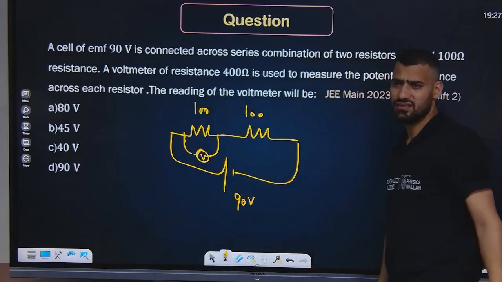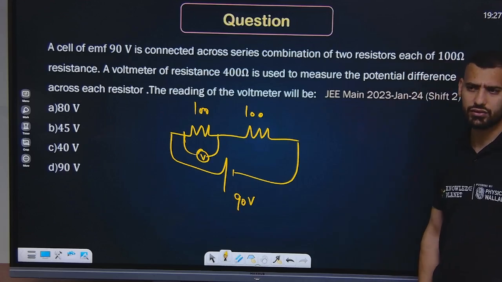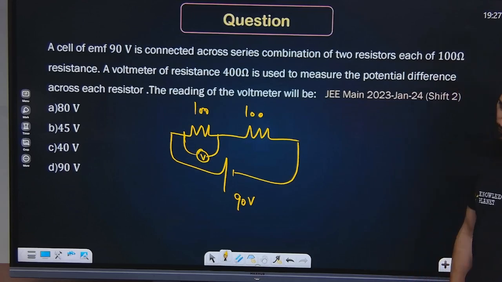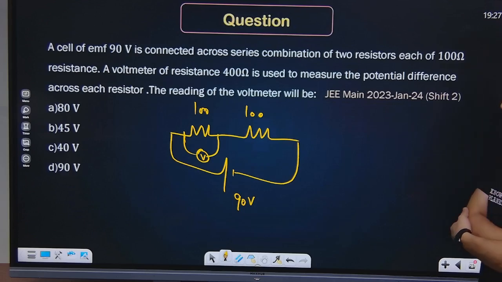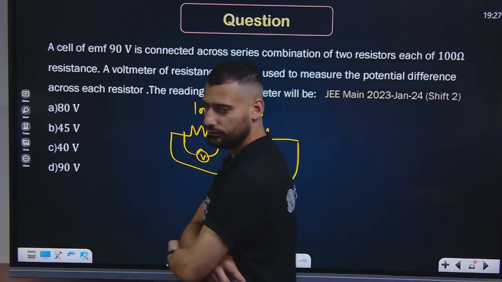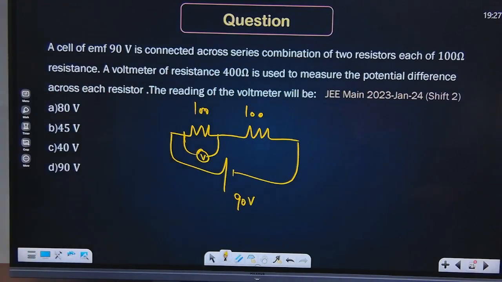Have you studied cells? Have you studied the conversion of galvanometer to voltmeter? And ammeter? No, I didn't study this. Yes, but that changes it. Wait, I will do it after this.